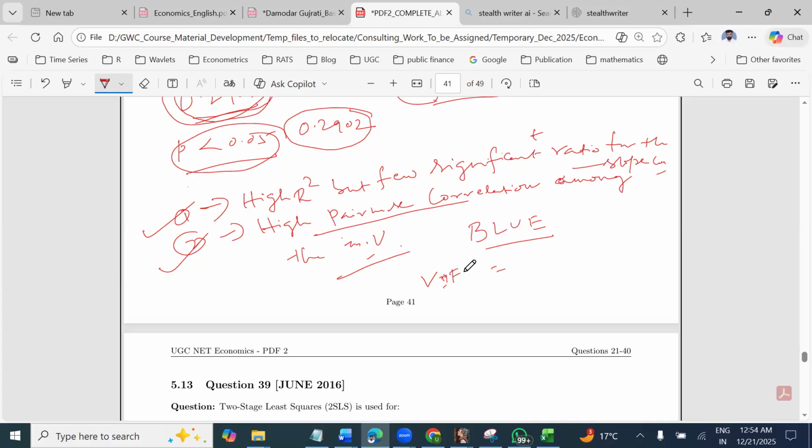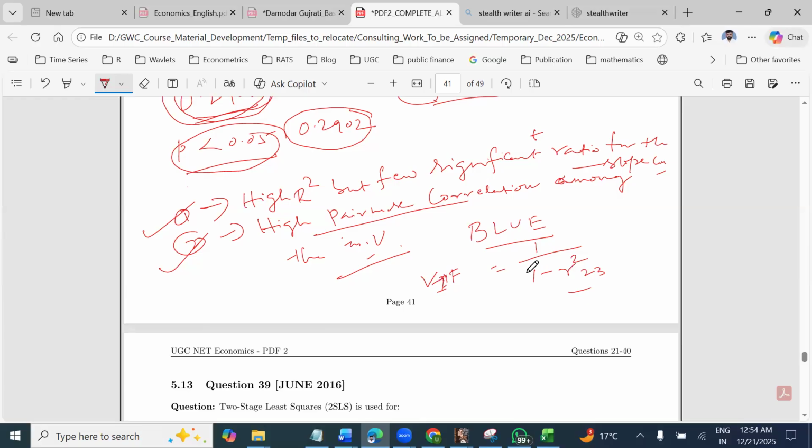VIF is basically called the variance inflation factor, because variance is causing the problem, right? I told you just now that if there is a multicollinearity problem, the variance of the estimator, the standard error, will increase. So how will we come to know? We can calculate directly 1 upon 1 minus r square 2 3.